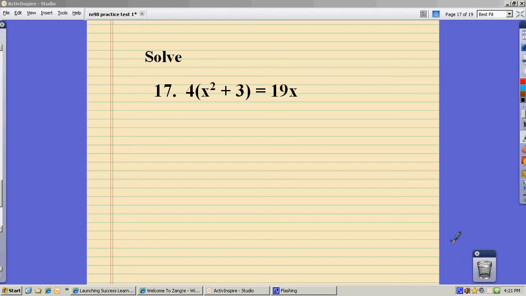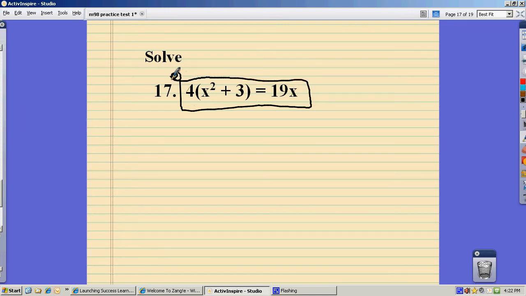Math 98 practice test 1. This is question number 17, and I need to solve this. So if I think back to the techniques we've been using in class, first thing I'm going to do is simplify it. So I'll distribute that 4 into there.